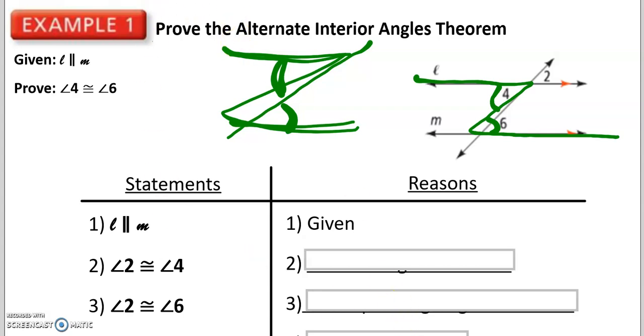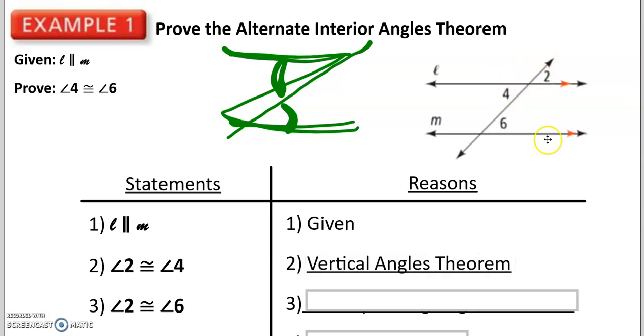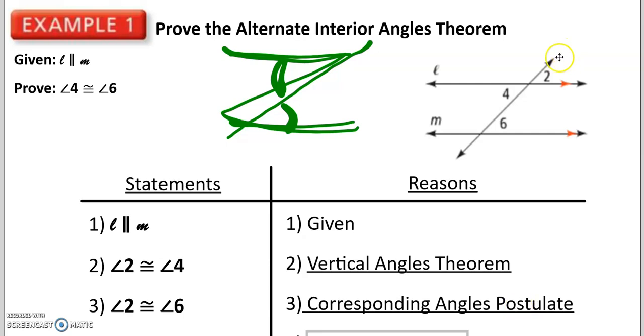Let's complete this proof. So we always start with our given. Line L is parallel to line M. Angle 2 is congruent to angle 4. What theorem tells me that angle 2 is congruent to angle 4? Goes back to chapter 2. Hopefully you're thinking it's the vertical angle theorem, right? They're vertical angles. It all ties together, guys. Now, why can I say 2 and 6 are congruent? Check out their positions, right? Are they in the same position? Absolutely. So corresponding angles postulate tells me that they are congruent.